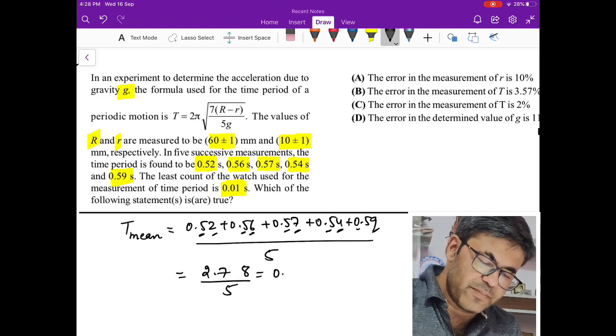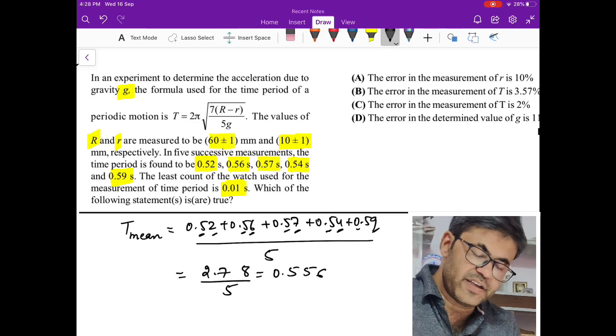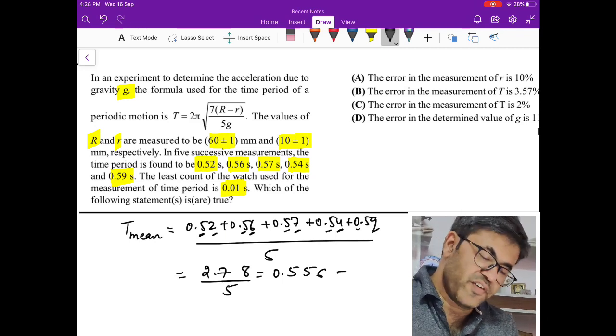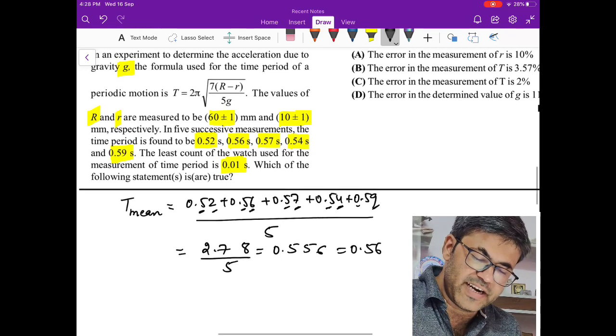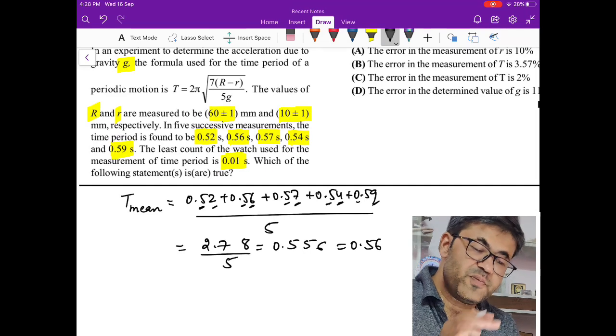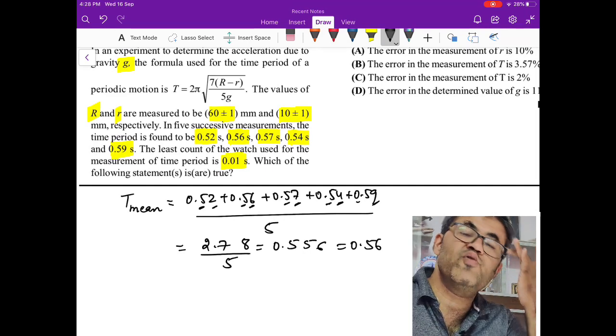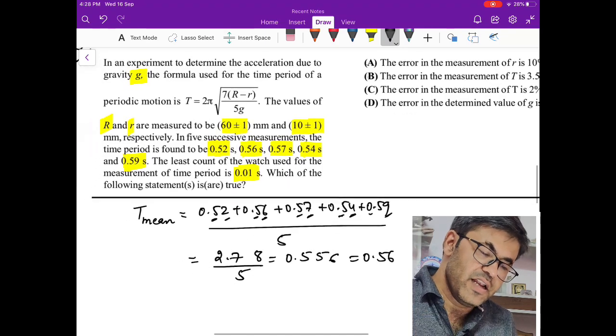So if I do this, this would be 0.5, it would be 28, so it would be 0.56. But if I have to take it in 2 figures, I will write it as 0.56. So as per this observation, the expected value or the true value will be taken as 0.56. Now this is the expected value. Now what would be the error?